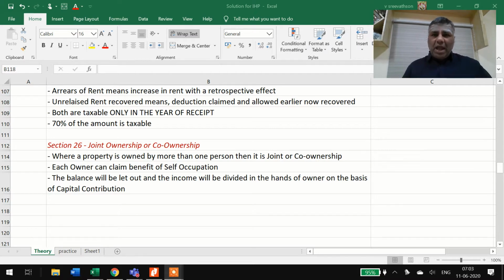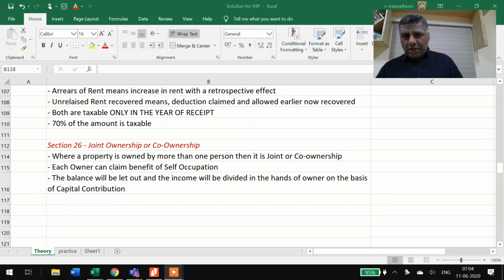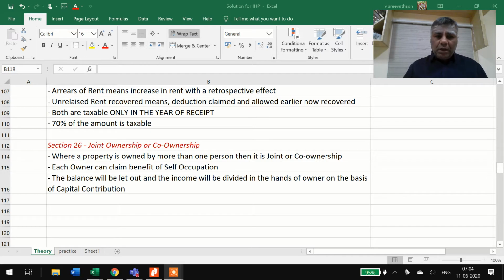And then we had the cases. In case of self-occupied property, NAV will be nil. For two properties, you can claim the benefit of self-occupation. Units, multiple units, period, accumulation, that is composite rent. So all these cases we have been seeing.